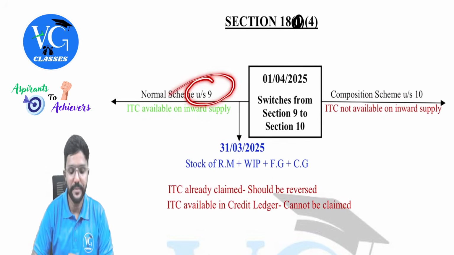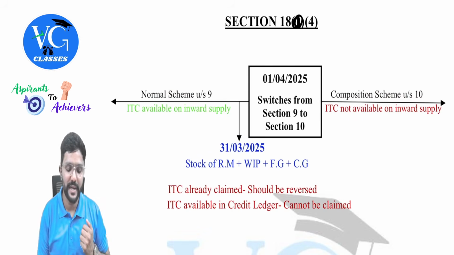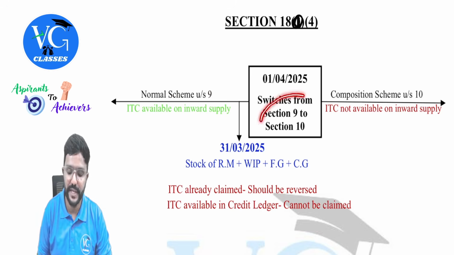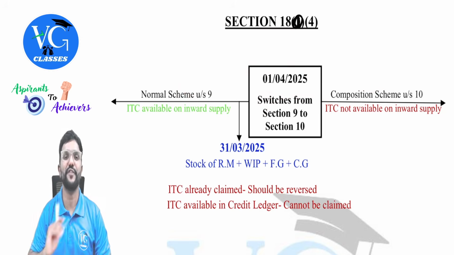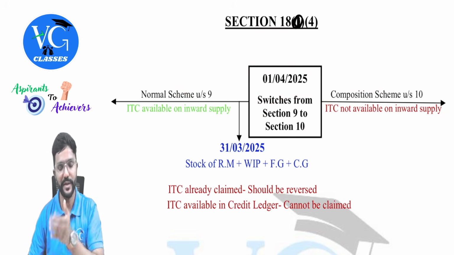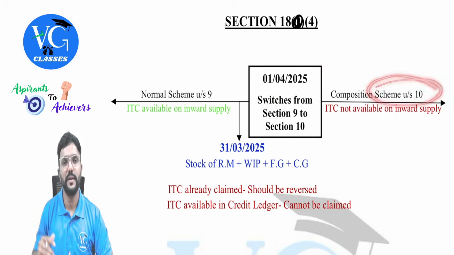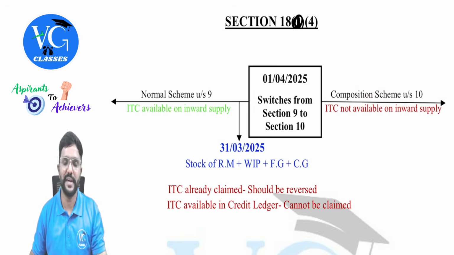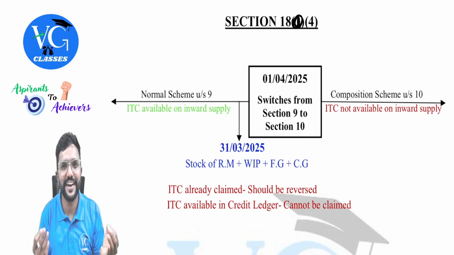Assume, guys, I was under section 9 and on my outward supply, I was paying tax at the normal rate, and on my inward supply, credit was available. But I felt the rate is too high, and every month I need to pay tax. Let me move to section 10. Whenever a person wants to move from section 9 to 10, he has to move from the beginning of the financial year, not in between the year. Once he goes to section 10, on his outward supply, he has to pay tax at the composition rate, and on inward supply, he cannot claim credit. Correct?